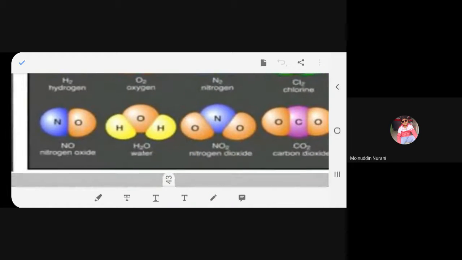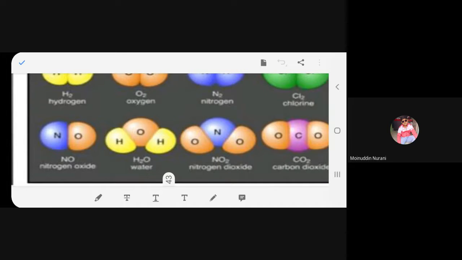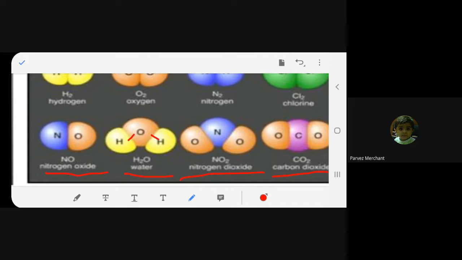Now we come to different types of atoms, right? Got it? Different elements are coming together. What is this? NO, nitrogen oxide. Understood? What is this, beta? H2O, water. So different elements. Can you see different elements? Here are three atoms. Here are two atoms. Water. Very good. Which one is this one? NO2, nitrogen dioxide. What is this one? CO2, carbon dioxide. Hope you understood. How does it look? And all are attached with bonds. Understood, all of you? Yes, ma'am.